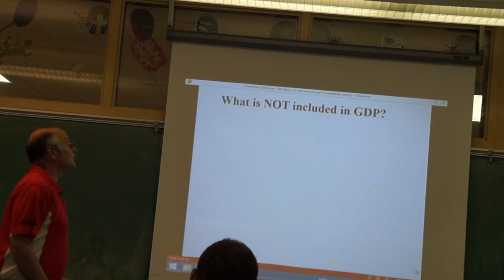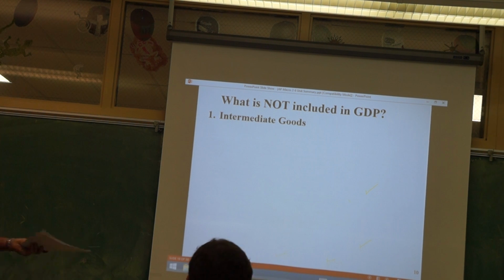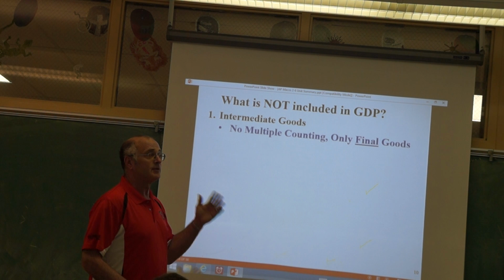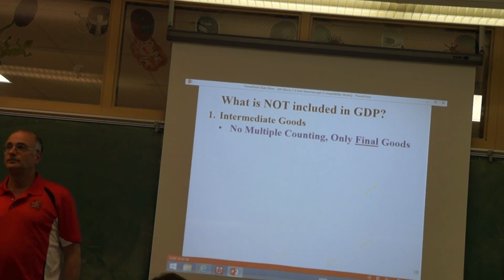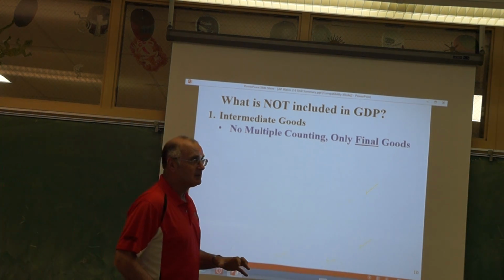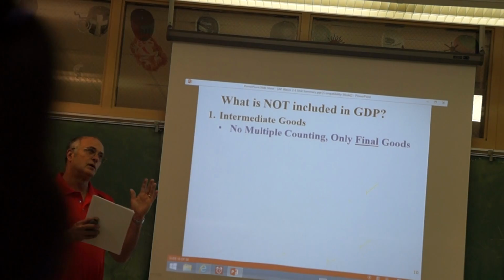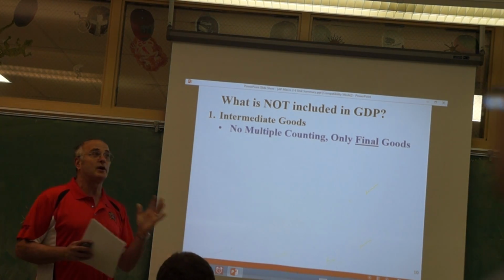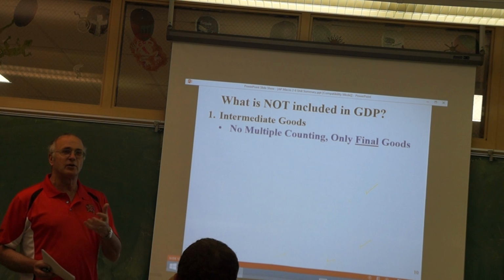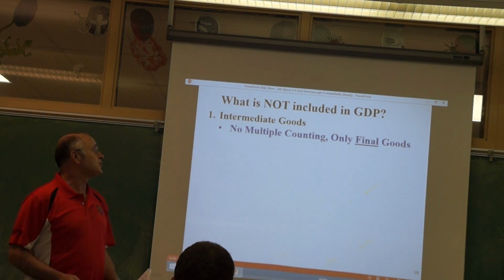What's not included in GDP? Like I said before, intermediate goods are not included. No multiple counting, only final goods. A lot of times I like to ask, all of these are included in GDP except, or all of these are not part of GDP except. To me, GDP is the final good, usually when the consumer is purchasing.